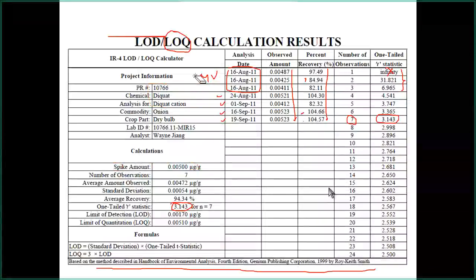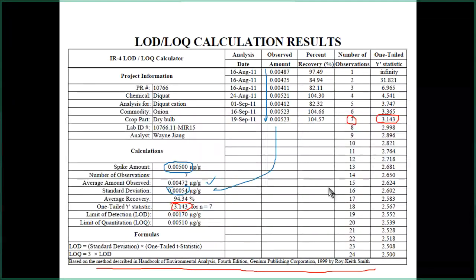We remove all these. We don't need any of these now. So what's the number we need to use now? We use this standard deviation. We can calculate all the numbers we get from there. We know the spike level is this. And the average, of course, if you average everything, is this number. But this is the standard deviation for all these numbers. So that's how the method is fluctuating. So this number times the student t should give you the LOD.